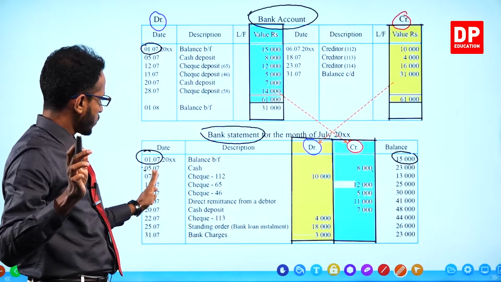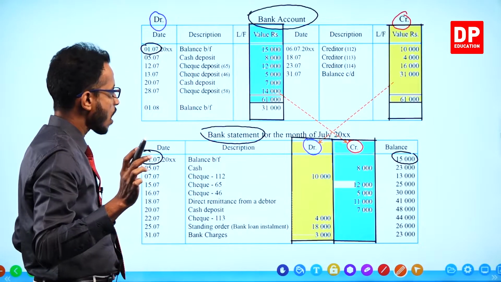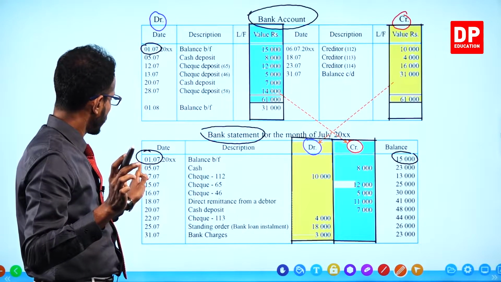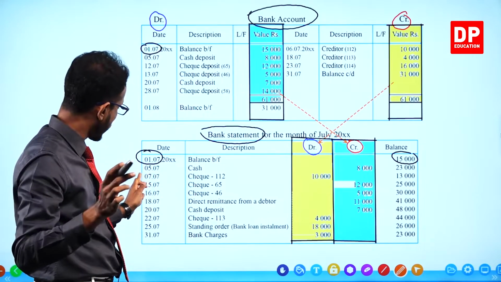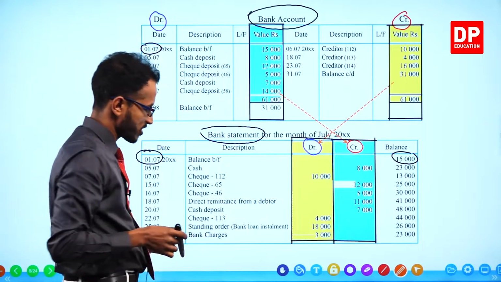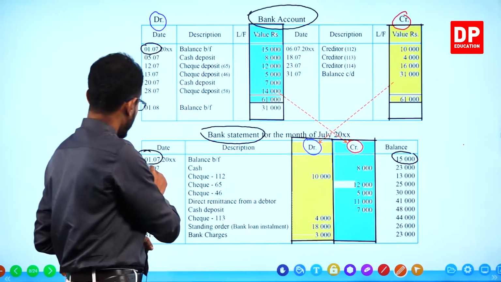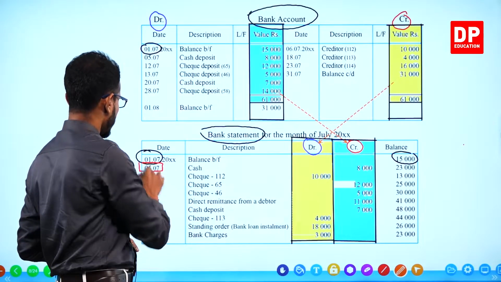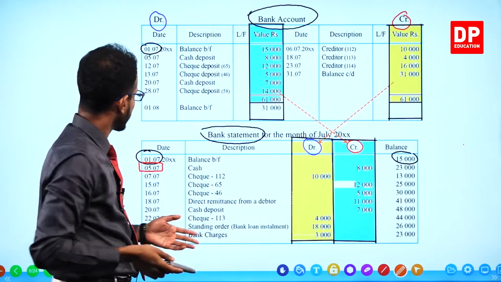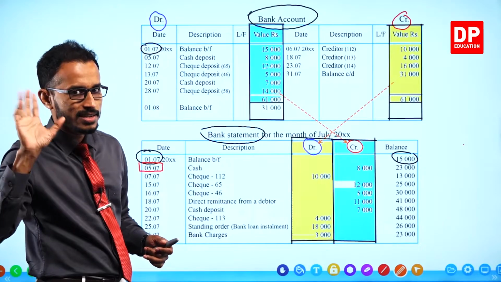The date, children, is not always the same. So I'm going to circle it in red, because I want you to remember that the date is not always the same.